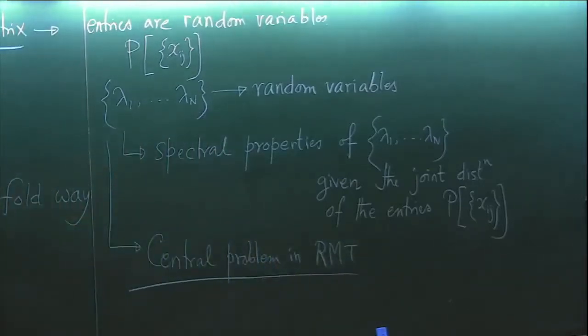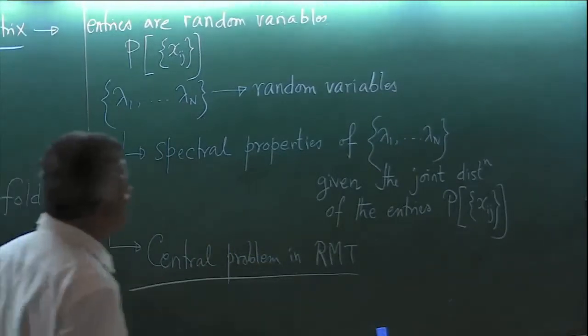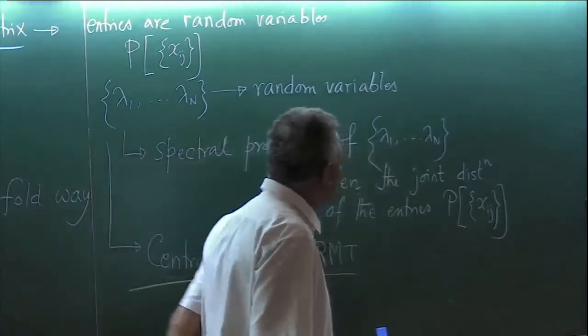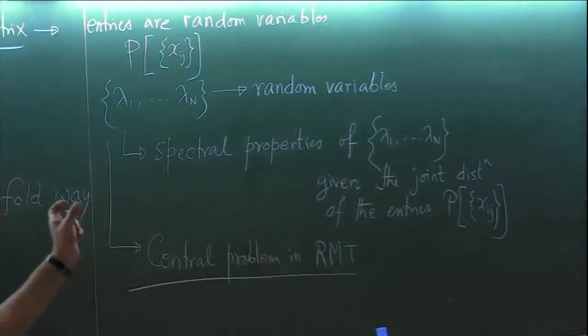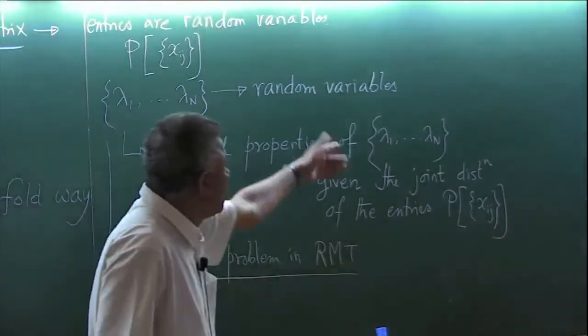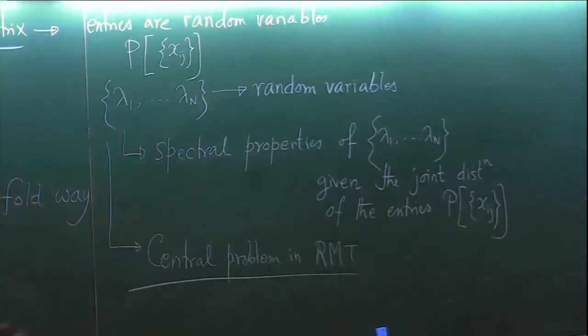Okay. Then you can ask many hyperfine questions, like what's the distribution of the largest eigenvalue, or what's the distribution of the gap between the eigenvalues, how many eigenvalues are there in a given interval. So many different observables you can ask. So the generic problem is this: you give me the joint distribution of the entries, and I want to find out some properties of these eigenvalues, which are also random variables. Okay? So this is the central problem.